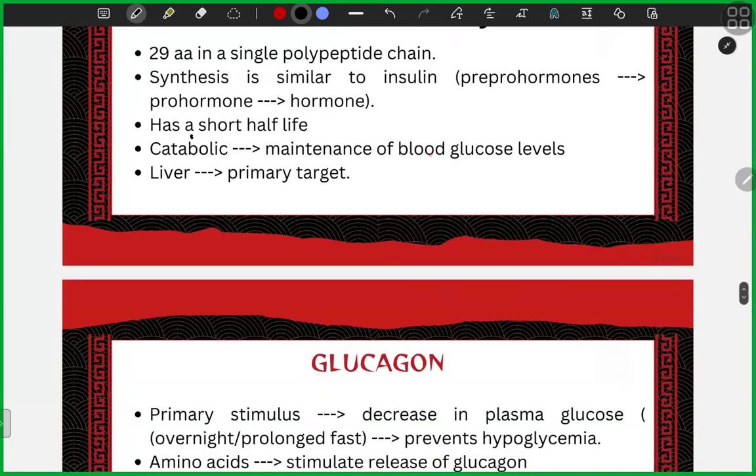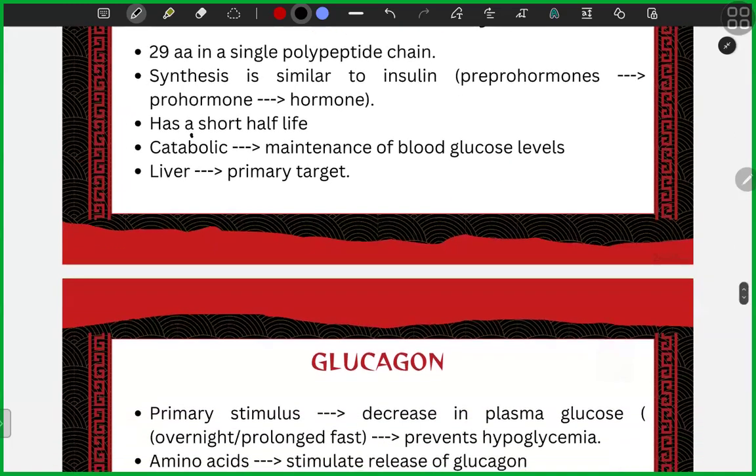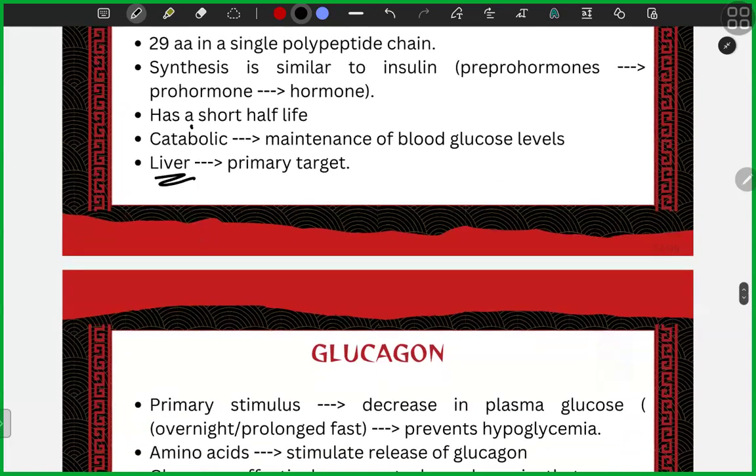Glucagon is catabolic. Insulin was anabolic; insulin just wanted to make storage of anything. It was gatekeeping. Glucagon wants to break everything down, and this is how it maintains blood glucose levels. The liver is its primary target because all the storage is in the liver itself. So it's going to go to the liver, break all the storage down, and that's then going to go into the plasma, or the blood.